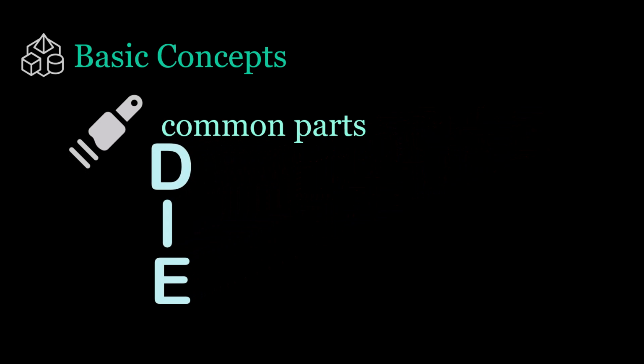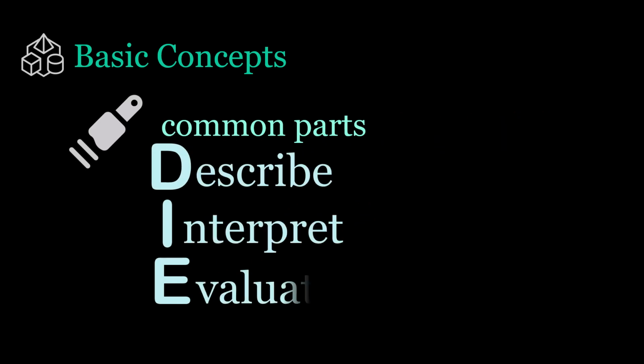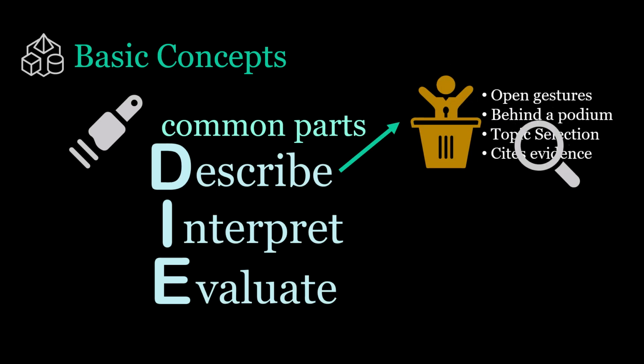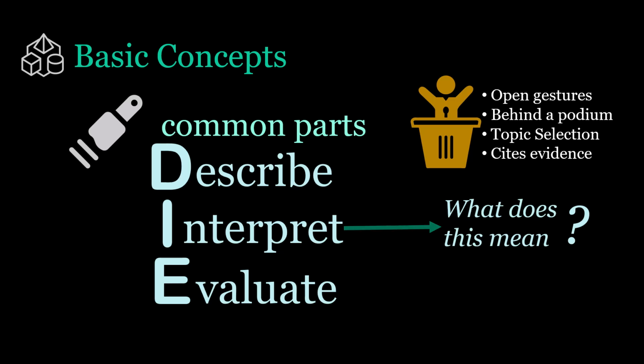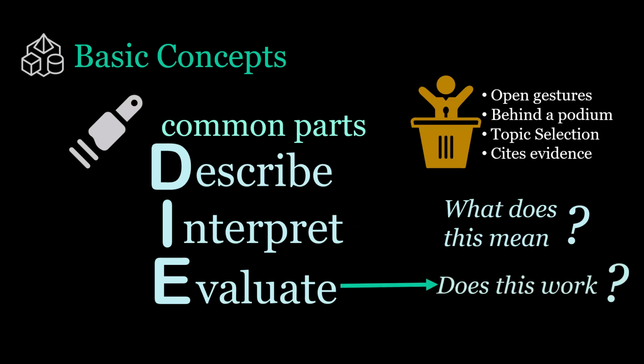That brings us to the common parts of an analysis, which I learned as DIE. Die. Describe, interpret, and evaluate. Describe what is occurring in the rhetoric and how it relates to parts of the model. Then interpret what it means and evaluate whether it works or doesn't. As you write, assume your reader doesn't really know the model or the rhetoric.